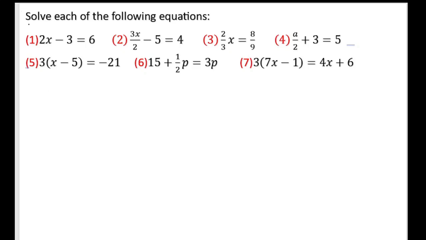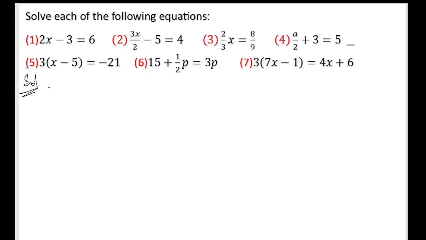Exercise number 8.2, first problem: solve each of the following equations. So this is the first bit, 2x minus 3 is equal to 6. Let us start solving. We just need to solve, meaning we need to find the value of x. If any other variable is given, like p or a, then we will find the value of that variable. So let us start the solution.